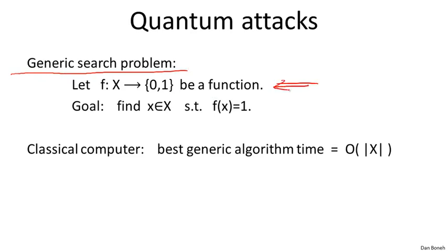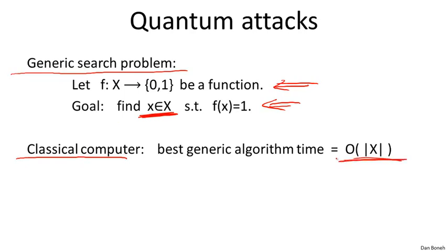Suppose I have a function on some large domain X that happens to output either 0 or 1. And it so happens that this function is mostly 0, and there's maybe one input where the function happens to evaluate to 1. Your goal is basically to find the input where the function happens to be 1. Maybe there's only one such input, but your goal is to find it. Well, on a classical computer, what can you do? The function is given to you as a black box. So the best you can do is just try all possible inputs.